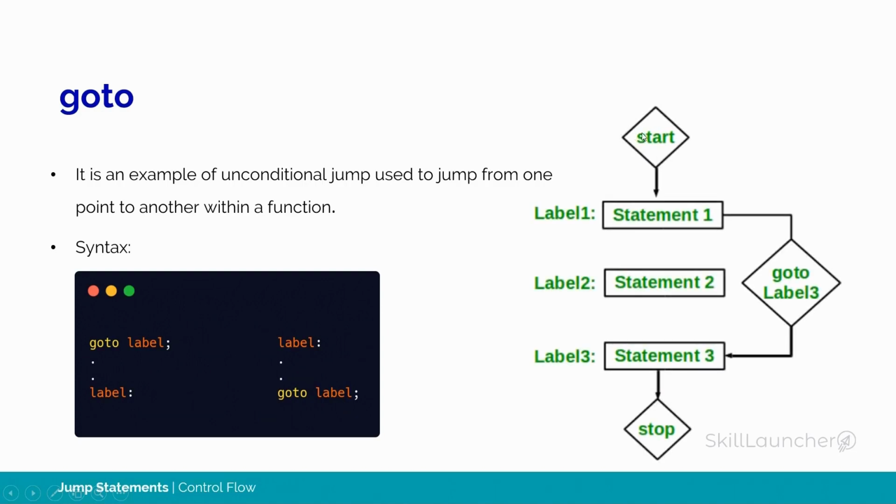After the start of execution of the program, here label 1, label 2 and label 3 have their corresponding statements. Now if statement 1 is being executed and it encounters go to label 3, so the control directly jumps to label 3 and statement corresponding to label 3 are executed. So label 2 will be bypassed in this case. Label 2 will not be executed anywhere.